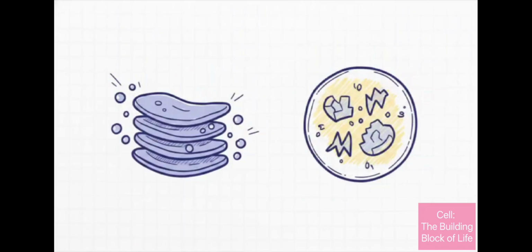Okay, so once those proteins and lipids are built, they need somewhere to go, right? Think of the Golgi apparatus as the cell's post office. It's a stack of flattened sacks that modifies, sorts, and packages these materials into little vesicles so they can be shipped out.